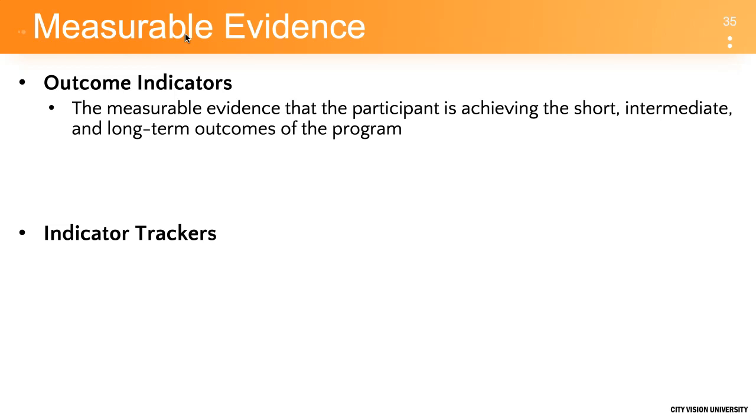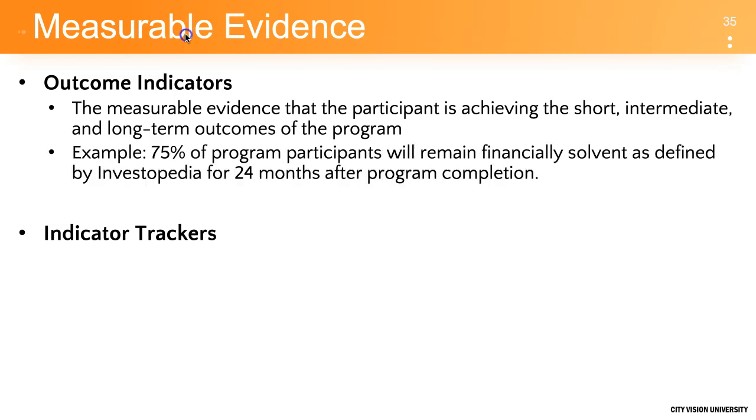Let me give you a real tight example. Here it is: 75% of program participants will remain financially solvent as defined by Investopedia for 24 months after program completion. You've got numerics going on in here. There's the rate: 75% of whom? Program participants. What about the 75%? They're going to remain financially solvent.